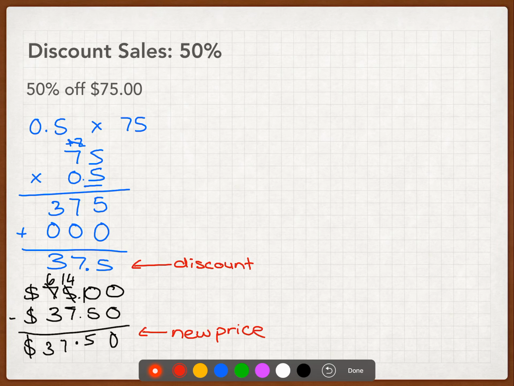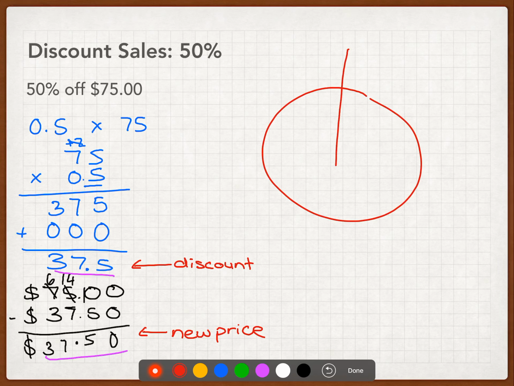Now in all of these you have probably noticed that the discount amount and our new price have been the same. This is because we're doing 50%, and we know that 50% is half, so the two sides are going to be equal. If this circle represents the full $75, we're going to have $37.50 on each side. It won't be like that for all your discount percentages, but in the 50% it will be. But we still show our full working out even when we're doing 50%.